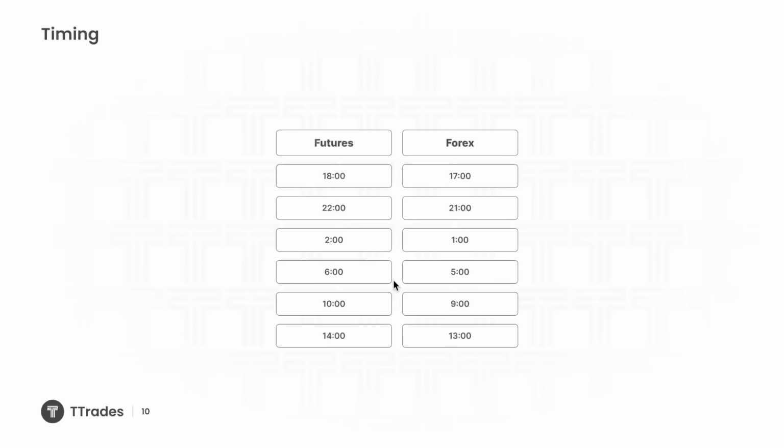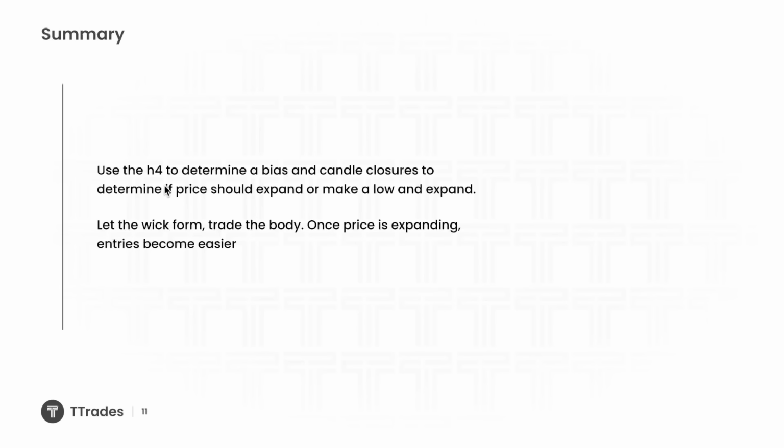Now, since we are focused on the 4-hour candle within this video, if I'm trading futures, these are the timings that I'm going to look for. And if you trade Forex, these are the timings you will want to be focused on. So just in summary, we want to align this with a daily bias, but we are going to use the 4-hour candles to determine a bias using candle closures, and if price should expand as it's already reversed, or if we are looking for it to reverse and expand. Those are the two scenarios.